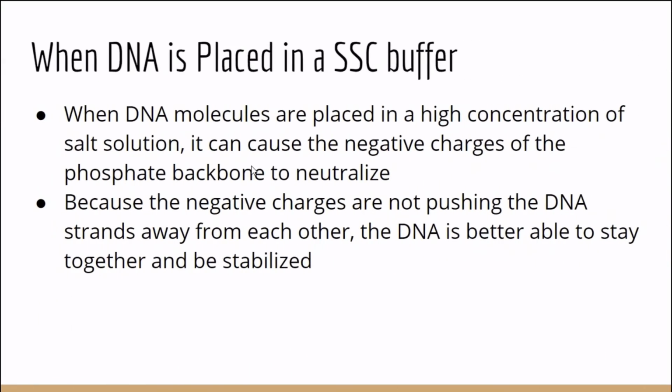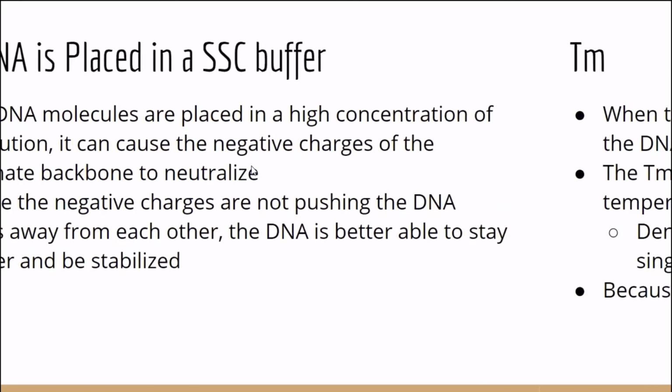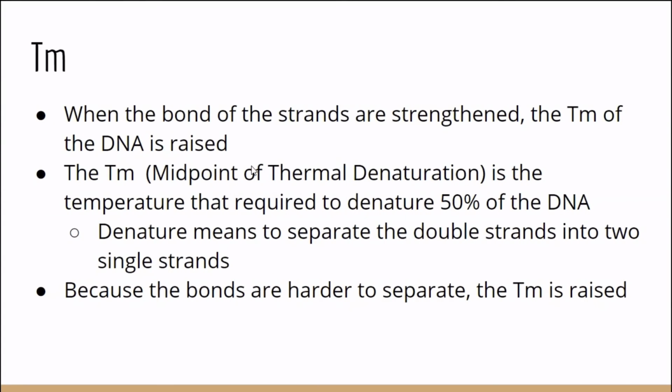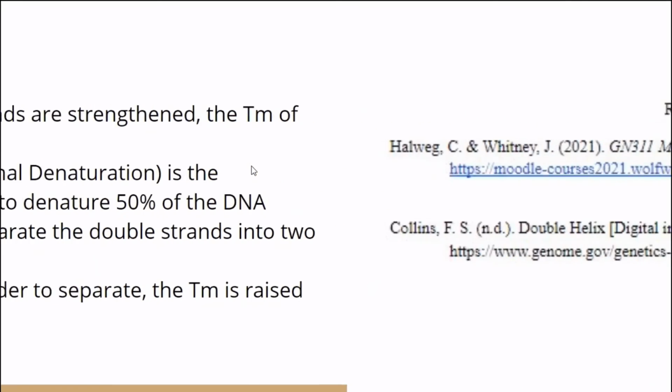When DNA is placed in an SSC buffer, it causes the negative charges of the phosphate backbone to neutralize, which keeps the DNA more stabilized and able to stick together. This causes the Tm of the DNA to raise. The Tm is the temperature that is required to denature 50% of the DNA. And denature means to separate the double strands into 2 single strands. And because the bonds are harder to separate, the Tm is raised.